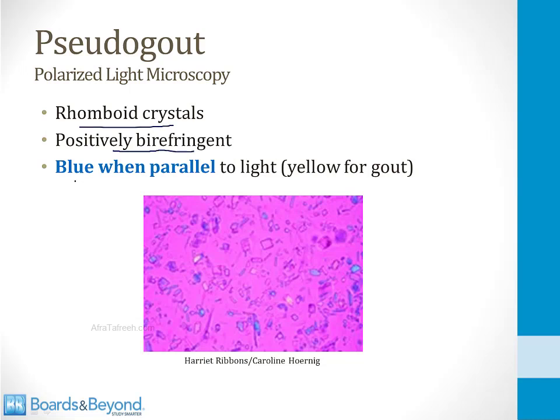And in addition, the crystals are blue when they are parallel to the polarized light, in contrast to yellow for gout. And shown on the screen is an example of some of the rhomboid crystals. You can see one right here.